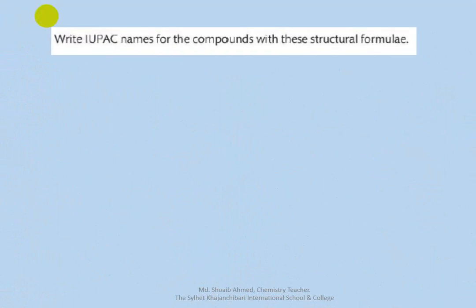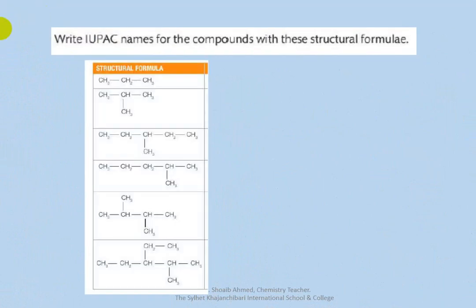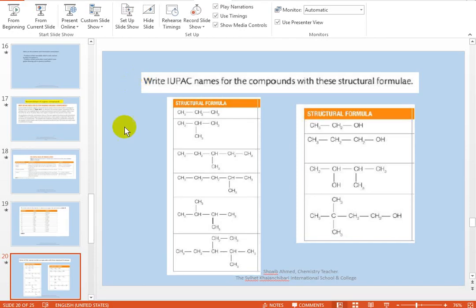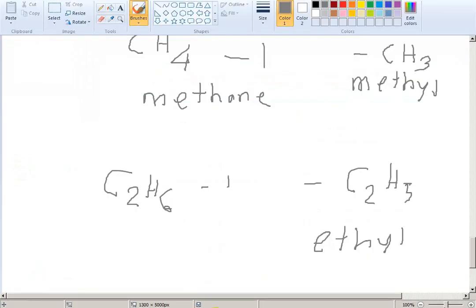Now we learn some naming here. Some compounds, IUPAC names, some structural formulas. This one: what is the name of this compound? How many carbons here? Look: CH3, CH2, CH3. How many carbons? 3 carbons, so prop. This is carbon single bond, alkane, suffix ane. So this is an alkane.